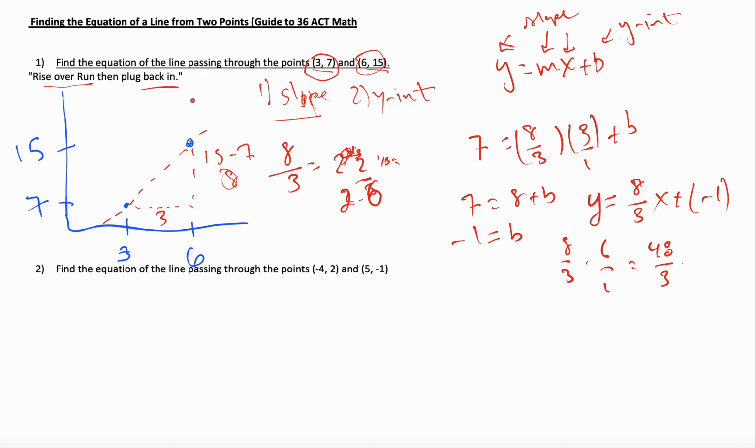Okay, so just to quickly recap, we did our slope. We found our slope from doing this rise over run. And then we found our y-intercept by plugging it back in.